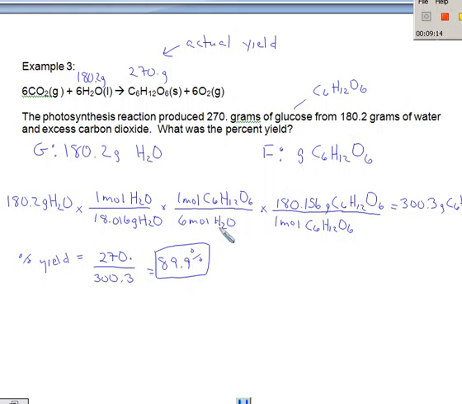Here is the worked solution for the problem. We converted from grams of H2O to moles of water. Then we used the mole ratio of water to glucose to switch over to calculating the quantities for glucose, then to grams of glucose. So this was our theoretical yield here. So there's our theoretical. And then we used the equation, actual over theoretical, converted it to percent, and there's the final answer.